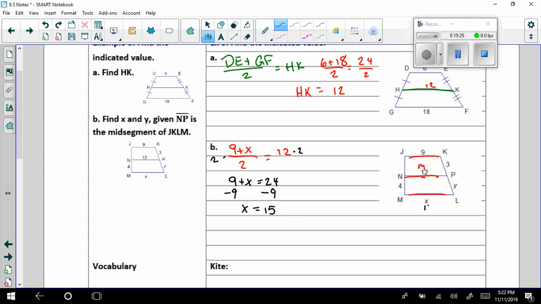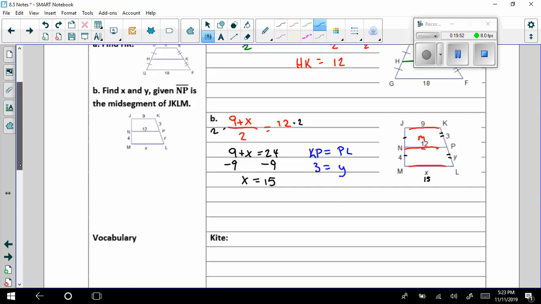Okay. Remember that a midsegment cuts these sides in half. So for y, there's no solving. You just have to recognize the fact that KP is equal to PL. And so 3 is equal to y. Okay. So you don't always have to solve it, but you do need to use your properties to recognize what are equivalent.